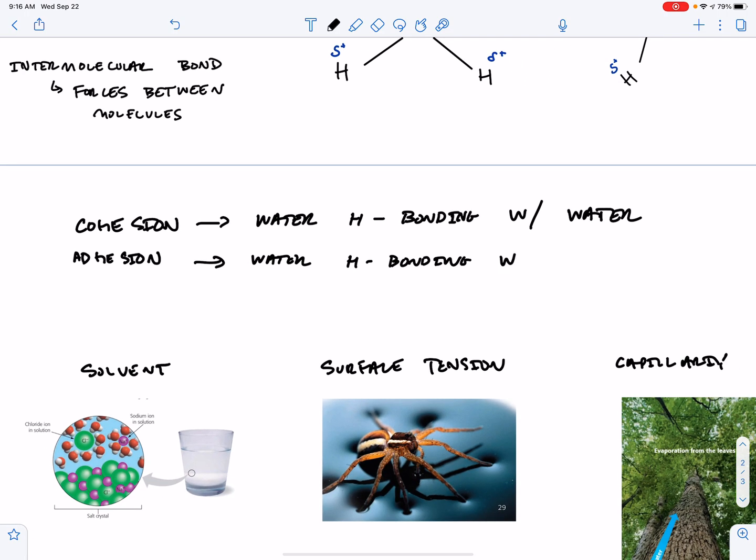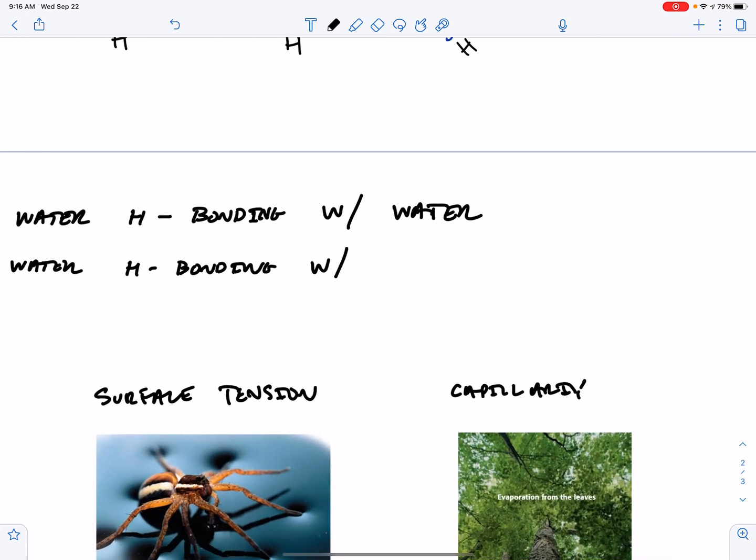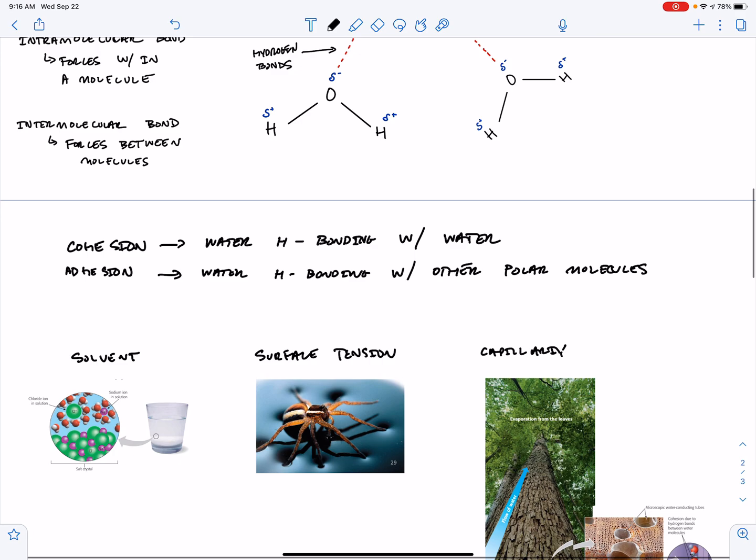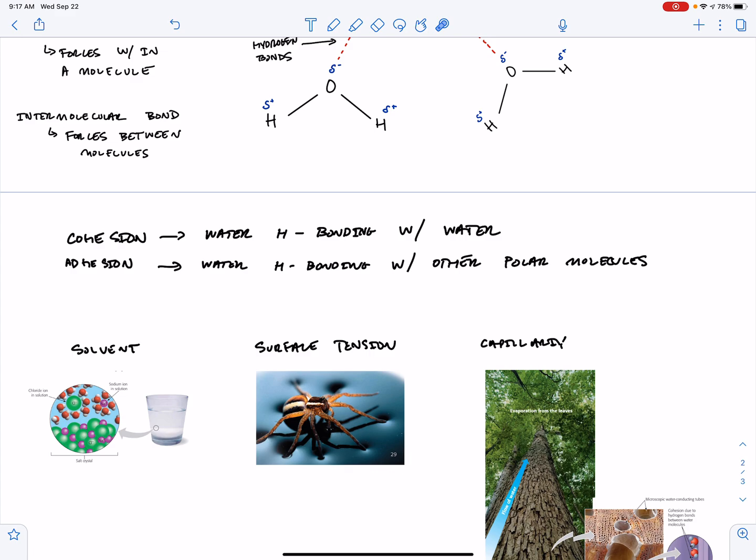and adhesion is water H bonding with not water, other polar molecules. So cohesion is when water hydrogen bonds with other water molecules, and adhesion is when water bonds with other polar molecules that are not water.